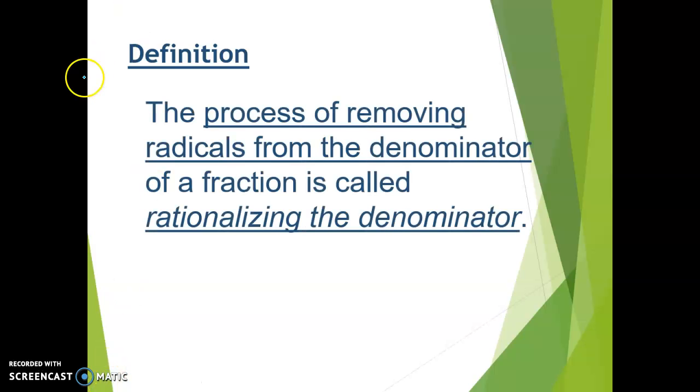The process of removing radicals from the denominator of a fraction is called rationalizing the denominator. This goes back to the different types of numbers that we have. We have real numbers and imaginary numbers, and under real numbers we have rational and irrational numbers. 1 over the square root of 2 is an irrational number. So we want to fix it. We want to make it rational by rationalizing the denominator.